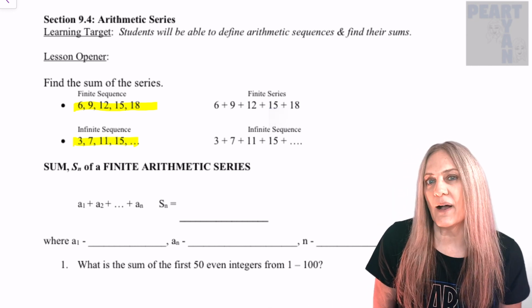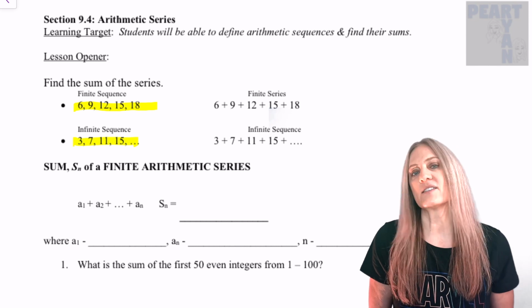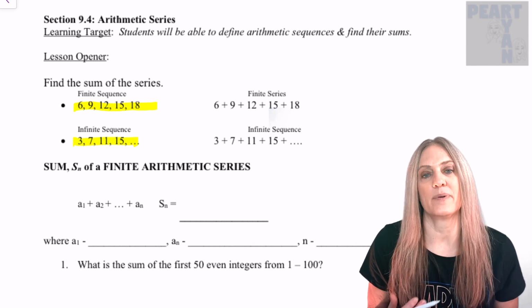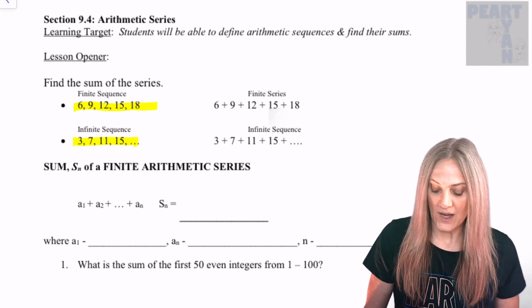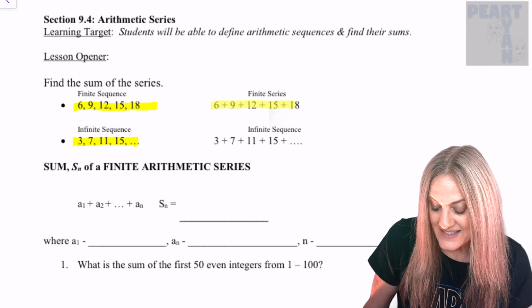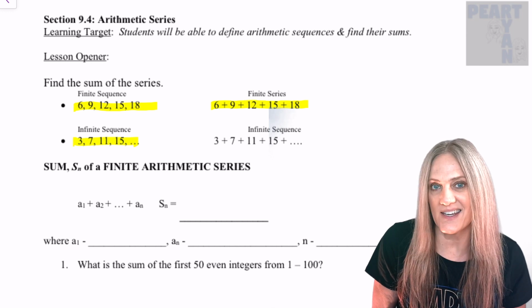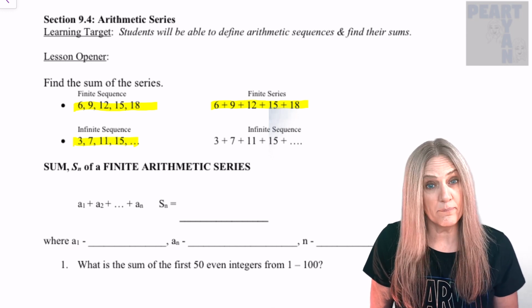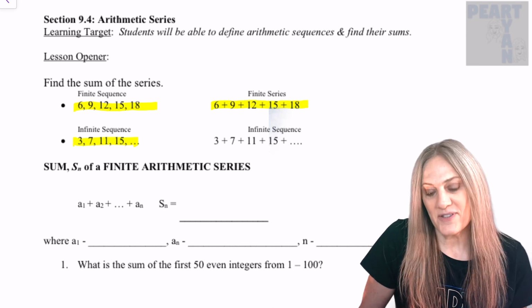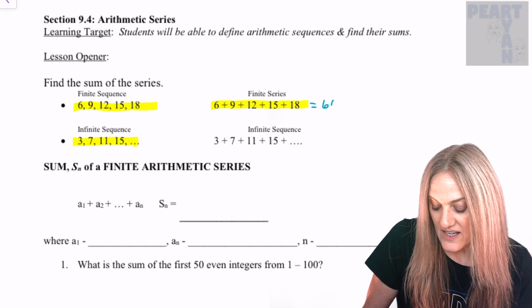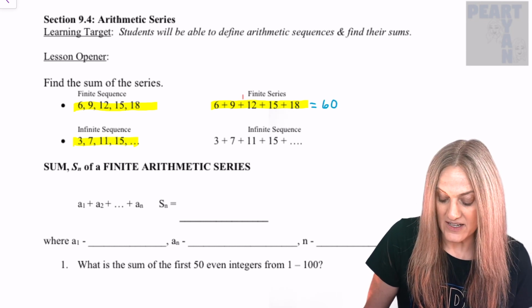Now let's talk about a series. A series is when we add up the terms in a sequence. So here we have a finite series, 6 plus 9 plus 12 plus 15 plus 18. Can I get the sum? Yes. Adding those up, it equals 60. That's in a finite series.